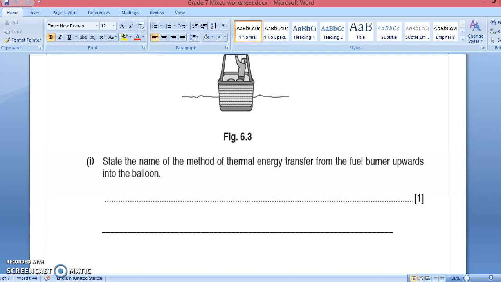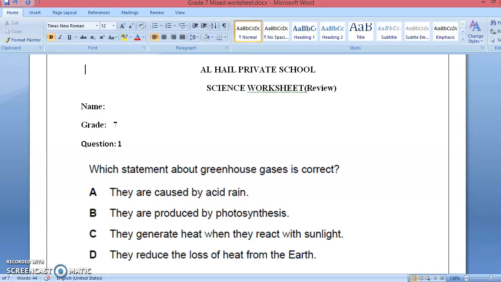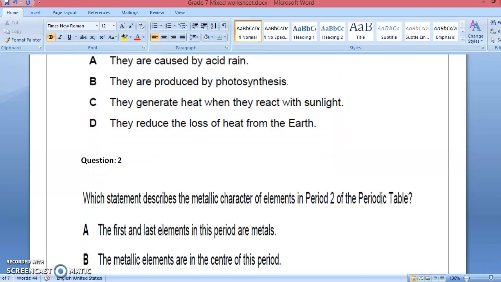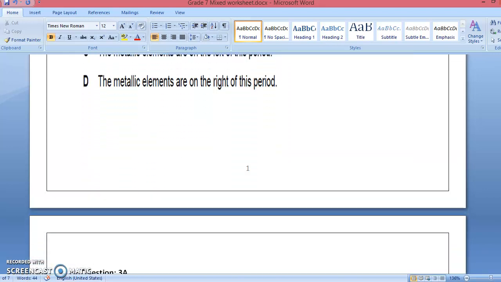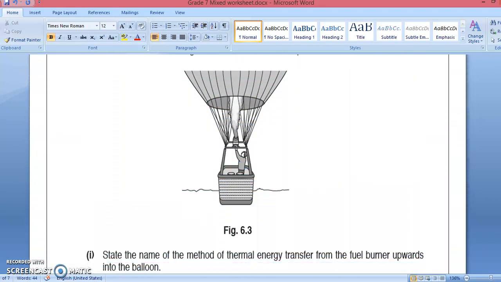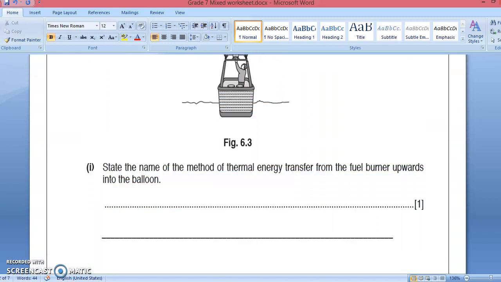Upwards into the balloon. What are the 3 modes of transfer of heat? It is conduction, convection and radiation. Yes, but you remember we've spoken about the convection currents, how from the sea the currents come to the land. So here the transfer is by convection. Okay, not by radiation. Let's get back. Now, that's it for 3a.